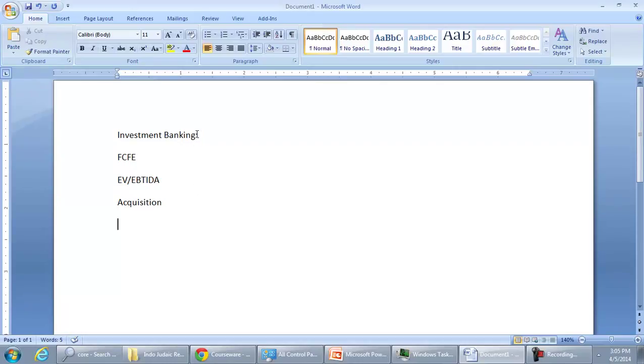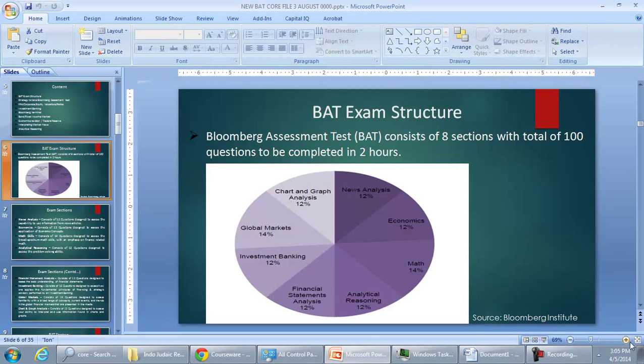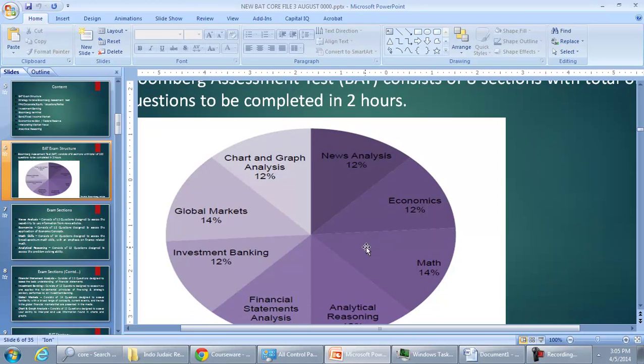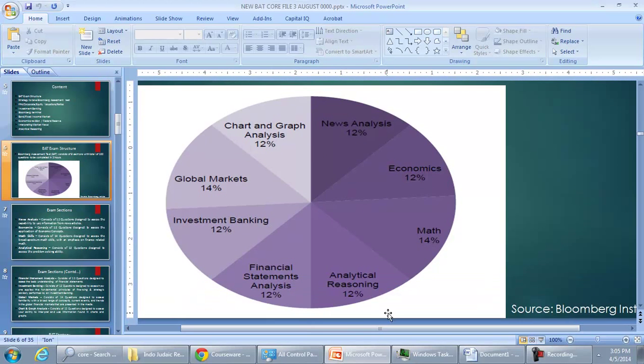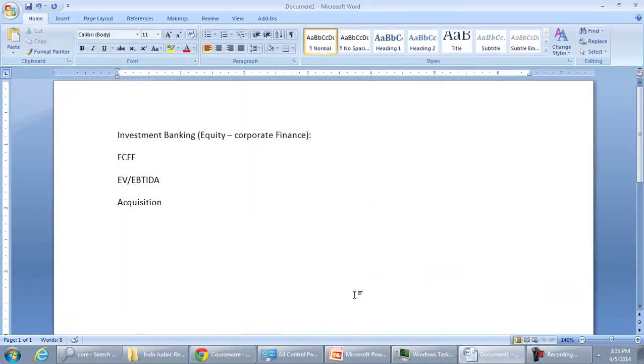Again, this topic, investment banking, contains equity and corporate finance. I'm telling you this because when you see the course here and you see that you have got 12% investment banking and around 12% financial statement analysis, you should make sure that you don't invest more than 12% time. Don't invest more than 12% of your time.